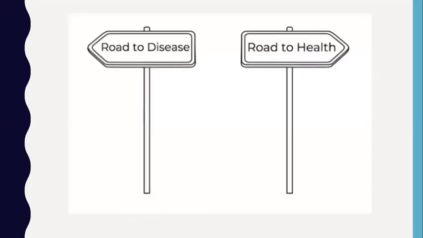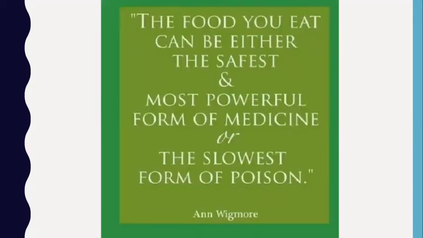So at that point, it's up to you to take the road to disease or road to health, because this is 100% reversible. You can take charge of this, and I've seen it happen. I've seen it with my own eyes. I've seen people completely reverse their diabetes and improve their blood sugar and feel and look like a completely new person, and it's a really beautiful thing. So the food you eat can be either the safest and most powerful form of medicine or the slowest form of poison. This is my favorite quote, and it is so freaking true.